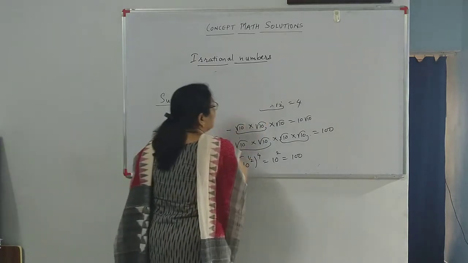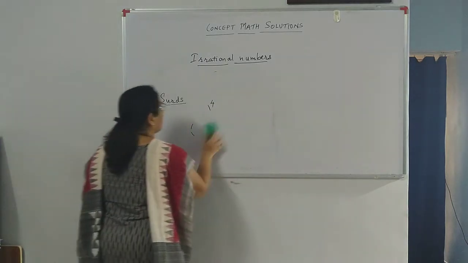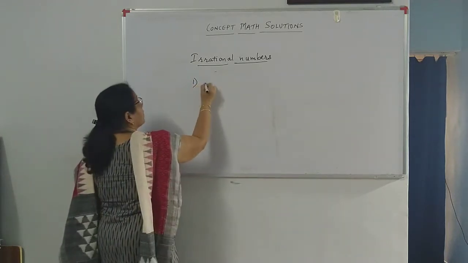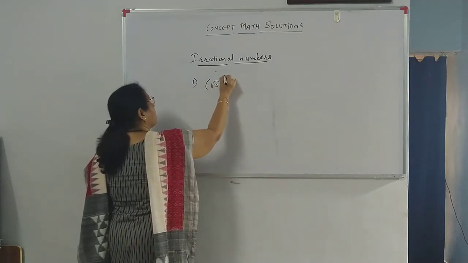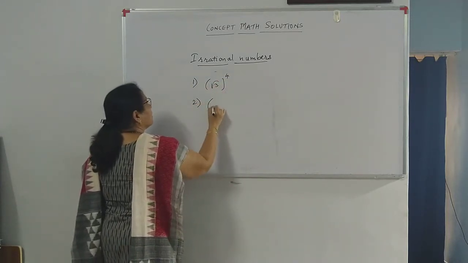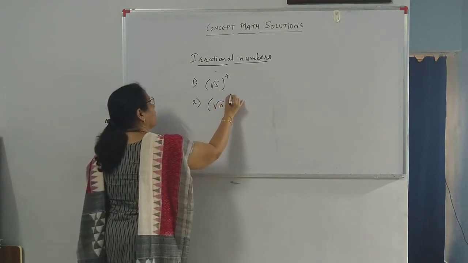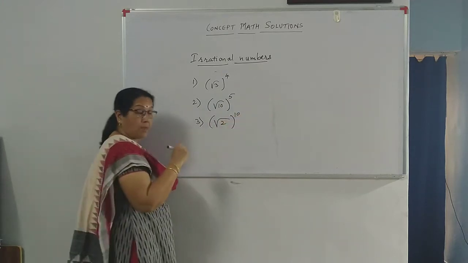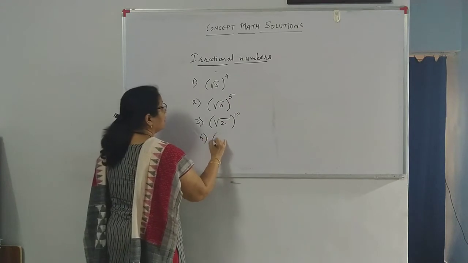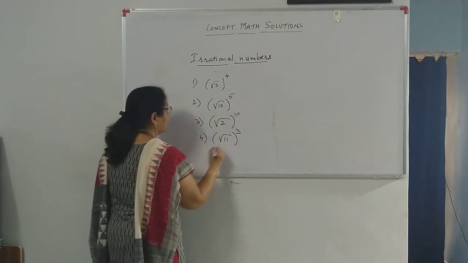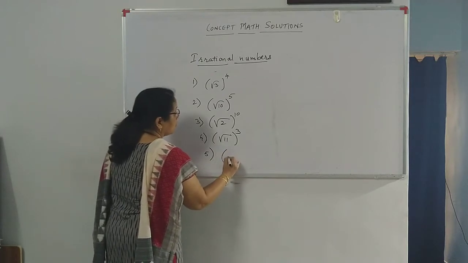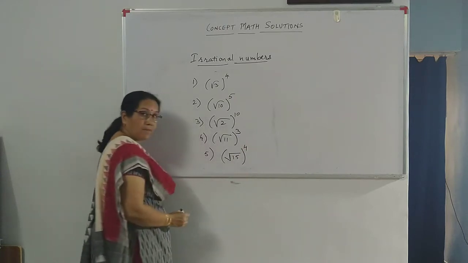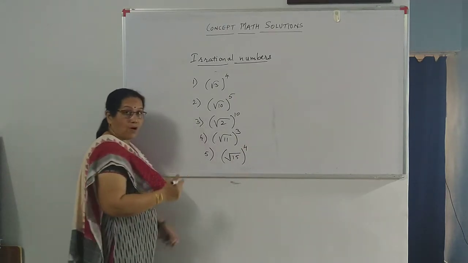Now, I would be listing some questions which you will simplify on your own. The first one, root 3 to the power 4. Second one, root of 10 to the power 5. The third one, root 2 to the power 10. Be careful. The fourth one, root of 11 to the power 3. The fifth one, root of 15 to the power 4. Yes, you work on these.